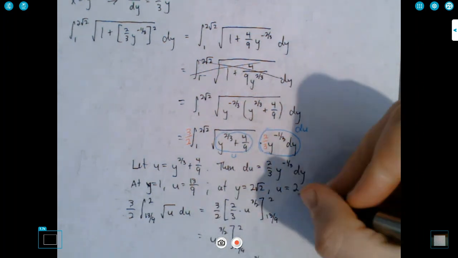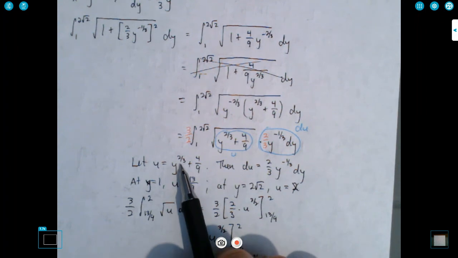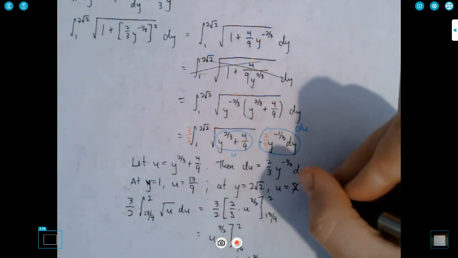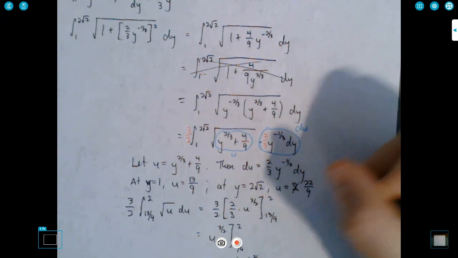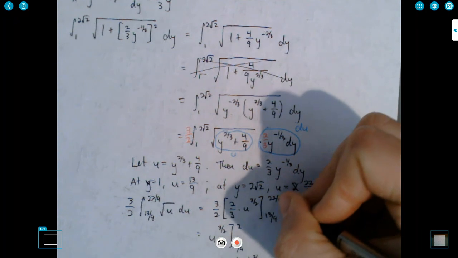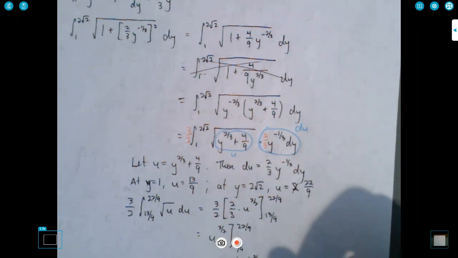Gosh, dang it. So 2 root 2 to the 2/3. Well, 2 root 2 squared, as we said, was 8, and cube root of 8 is 2. So it's 2, but it's 2 plus 4/9. Gosh. Okay, so 2 is 18/9. 18/9 plus 4/9 is 22/9. That should have been 22/9. I knew something was fishy. It was looking too good.